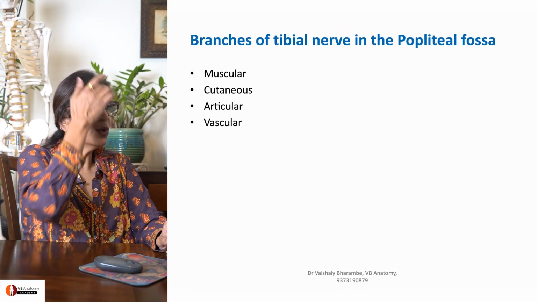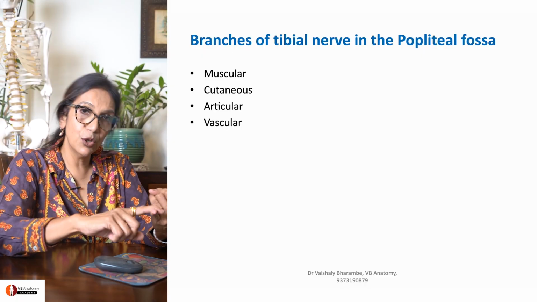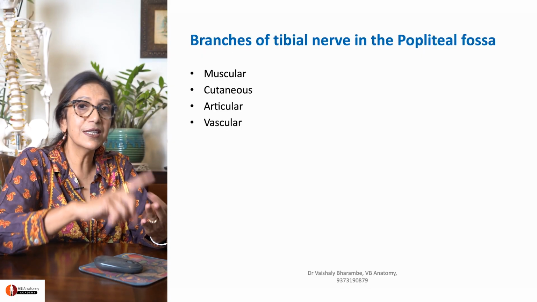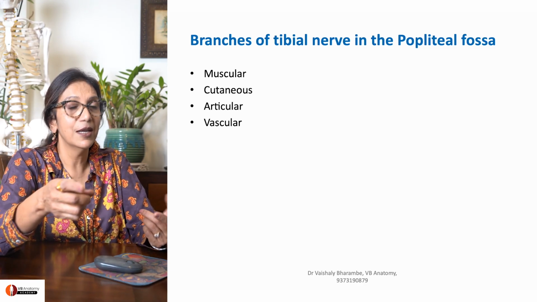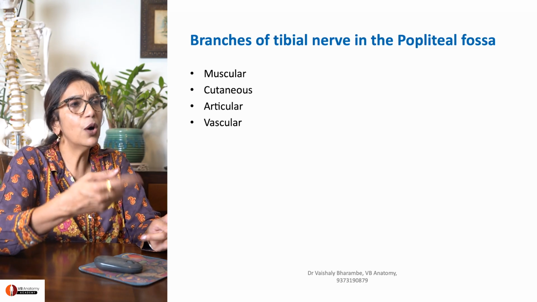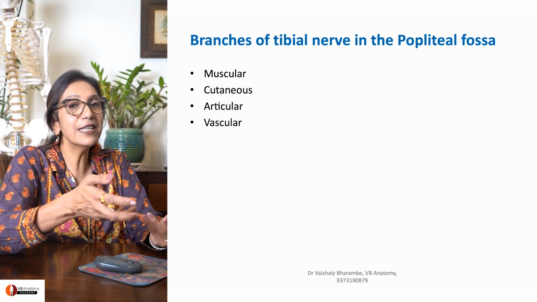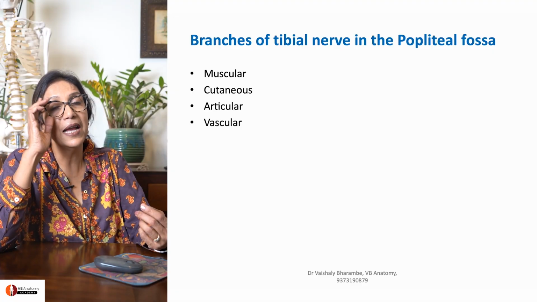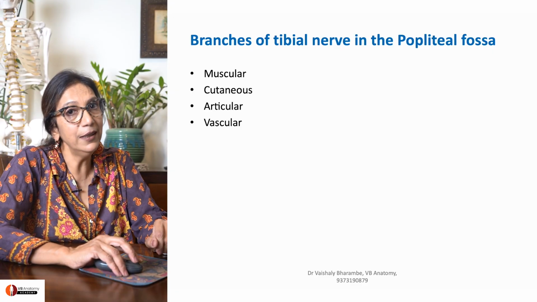So, it gives rise to a number of branches. What are the branches? Muscular branches, cutaneous branches, articular branches, and vascular. Muscular to muscles, that you can understand. Cutaneous to skin, also understandable. Articular to the knee joint, and vascular because you must never forget that the blood supply and the dilatation and narrowing of blood vessels is also controlled by the nerves.